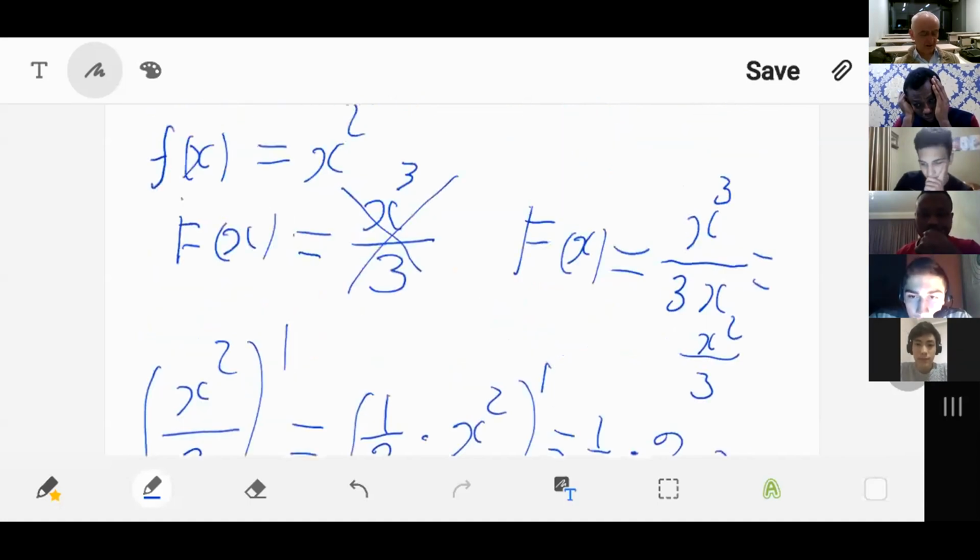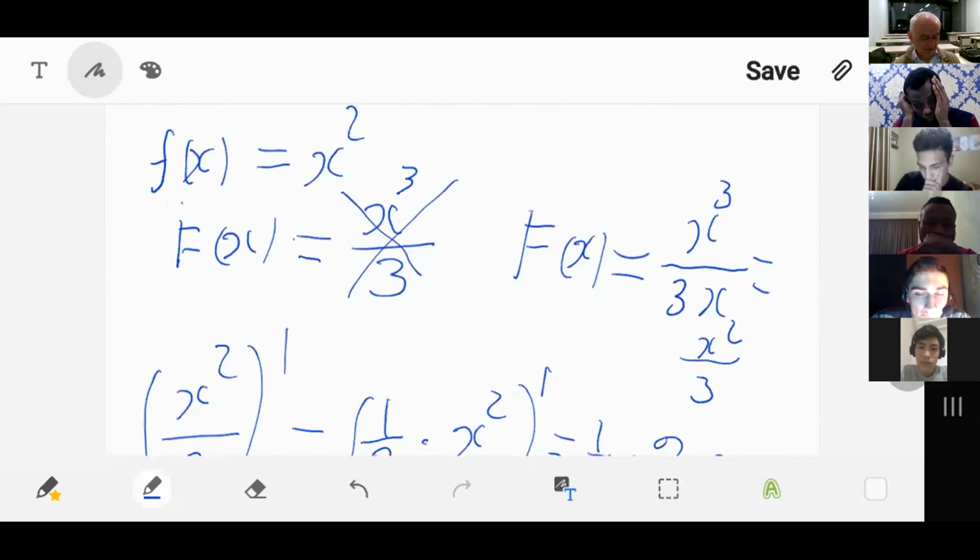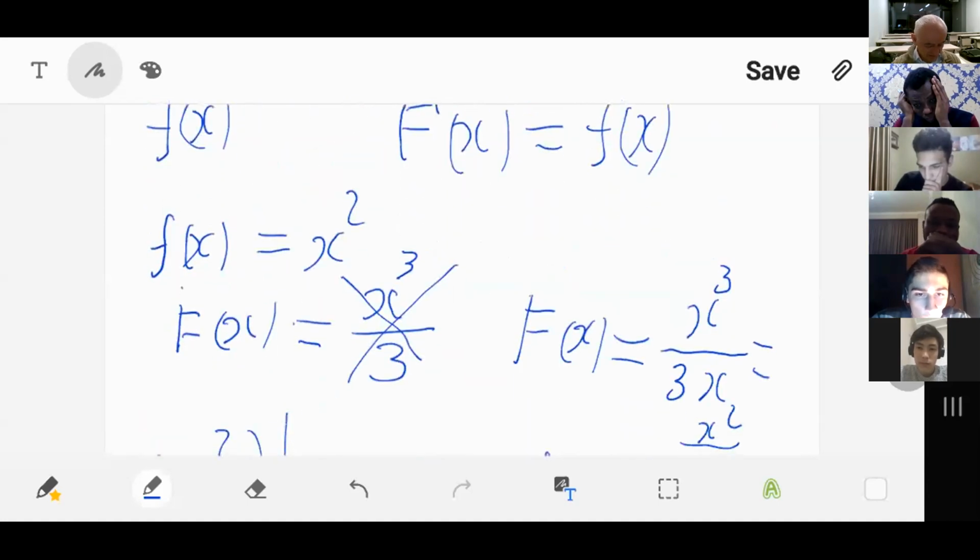Unfortunately, it is not x squared. We need to get x squared after differentiation. Differentiation means to find the derivative. After differentiation, we need to get x squared. Yeah. This one.